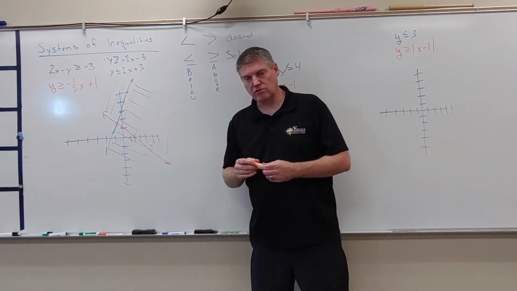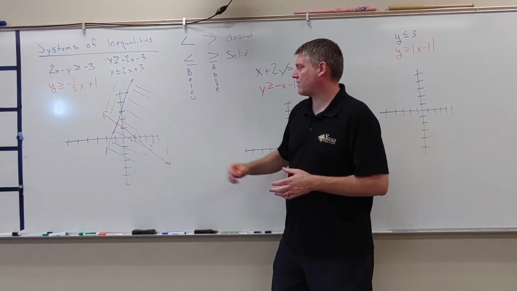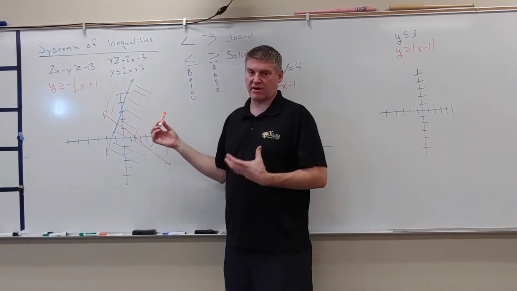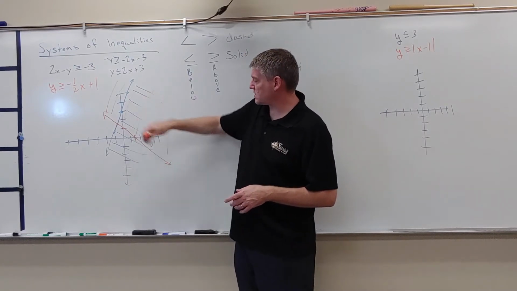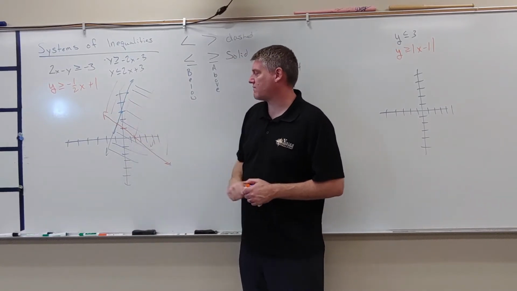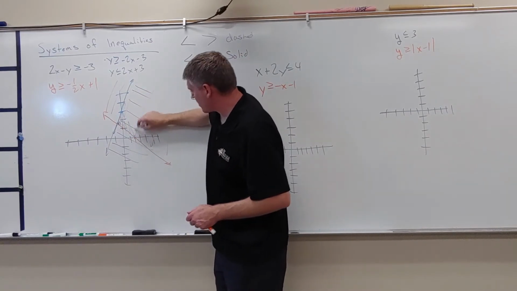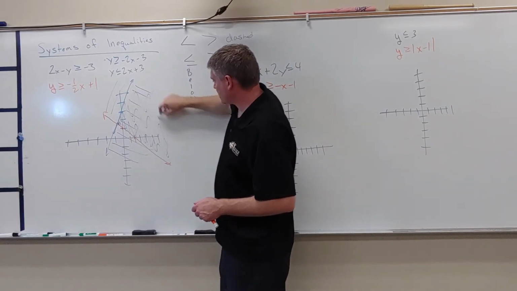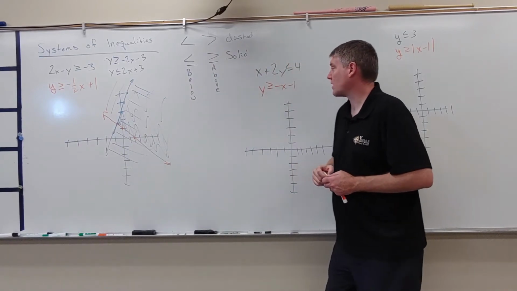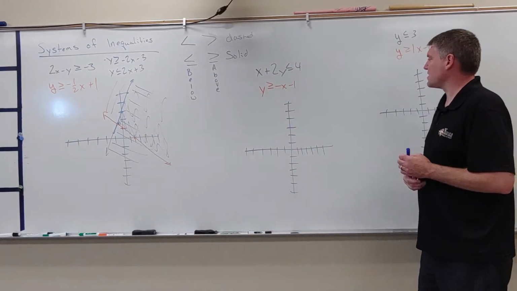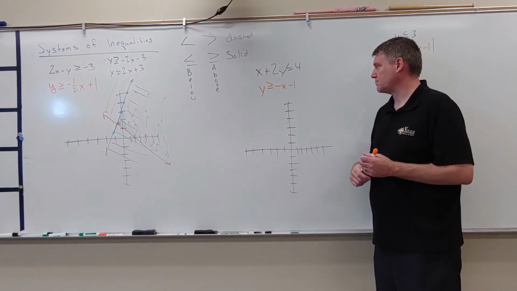And now the solution is the part of the graph that has both shaded areas. It's the overlap part. So this is my solution set for this, okay? So it's all of this from here all the way over. This whole section is my solution set, okay? So we're going to do one more of these, and then we're going to do an absolute value one.